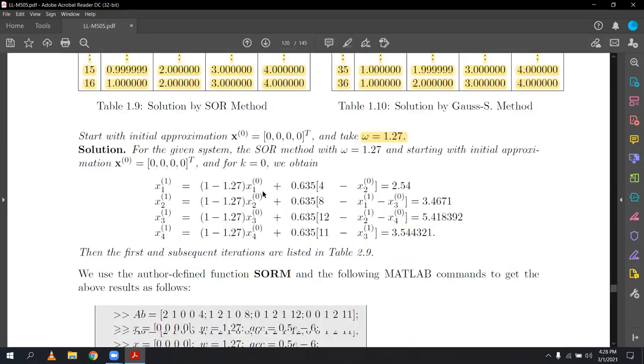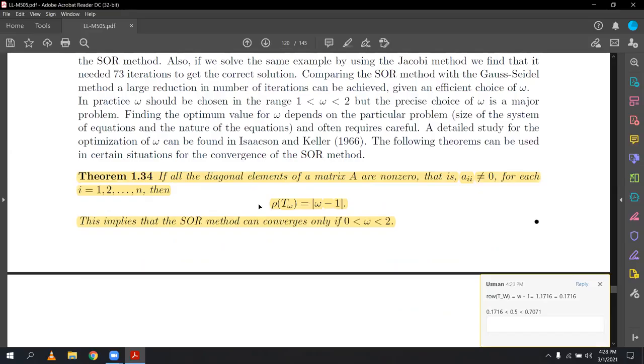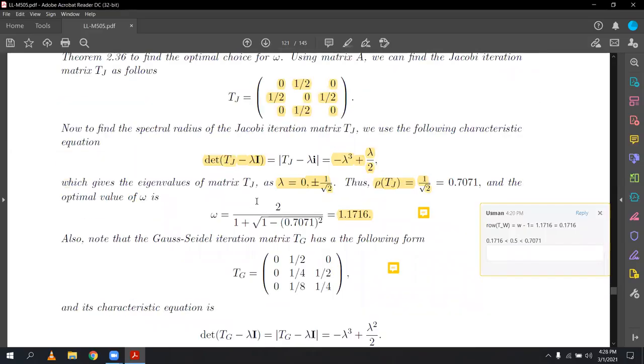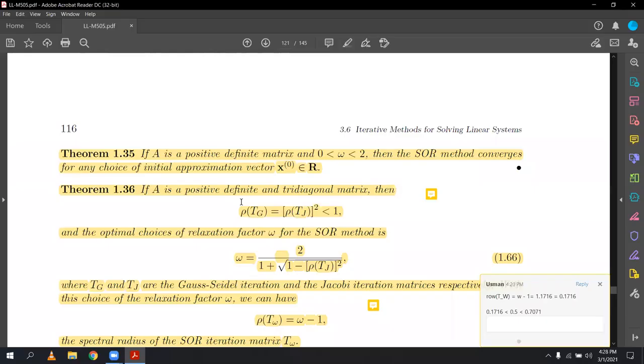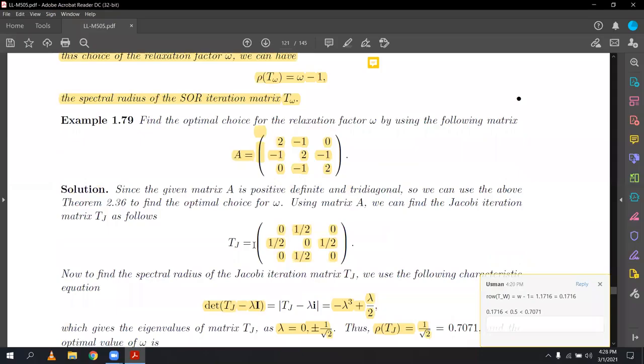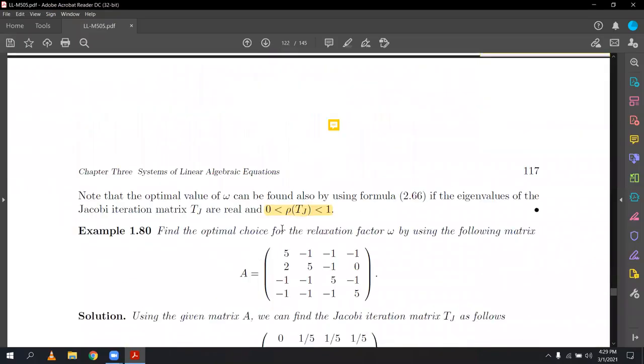Is it okay? Yes, okay. So you can use, as I told you, these 3 conditions when your A is positive definite and tridiagonal to find omega here. But you can also find omega if this condition is true. And the condition is what? The value of the spectral radius should be between 0 and 1.